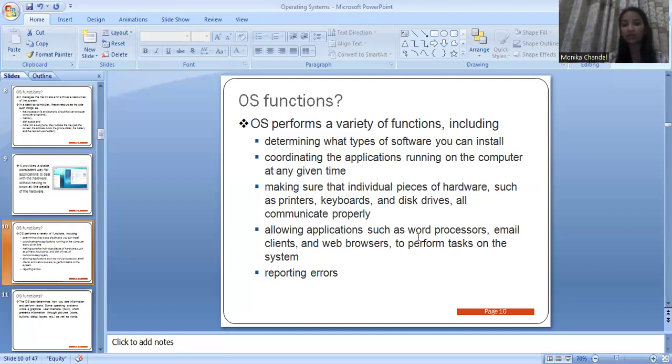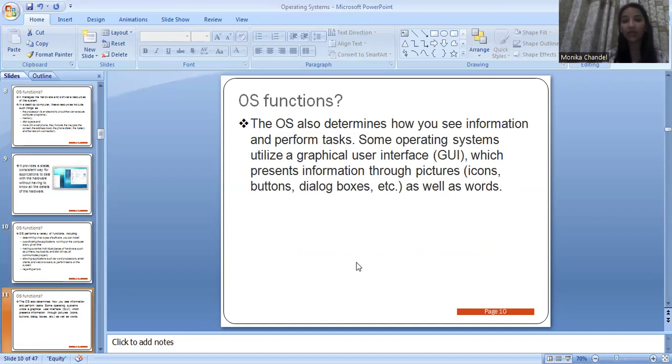Allowing applications such as word processing, email client, and web browser to perform tasks in the system, and reporting errors. Yes, it is the responsibility of the OS to give feedback about the errors to the user. If any error occurs, it will show the alert box, or we can say the error message, to the users so they can remove it very easily.